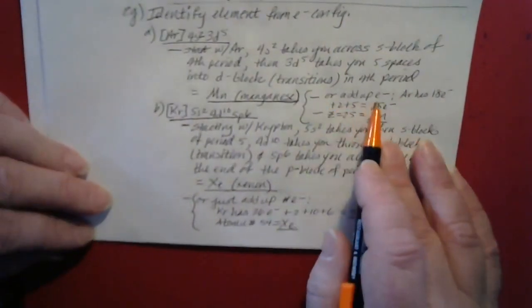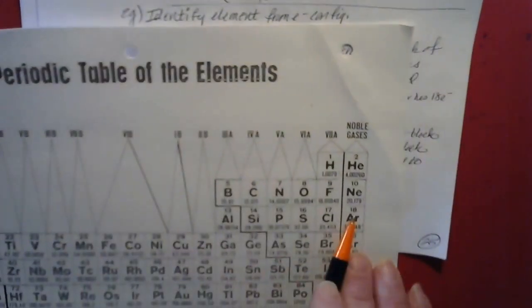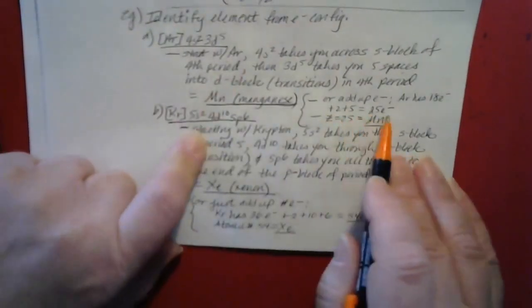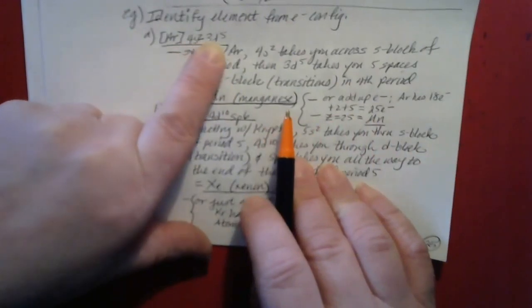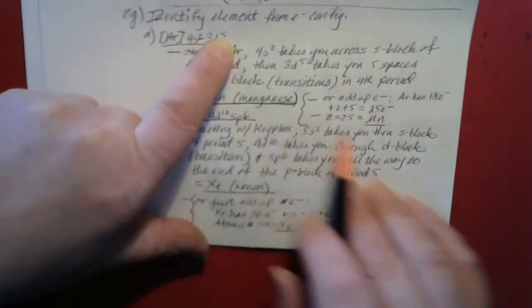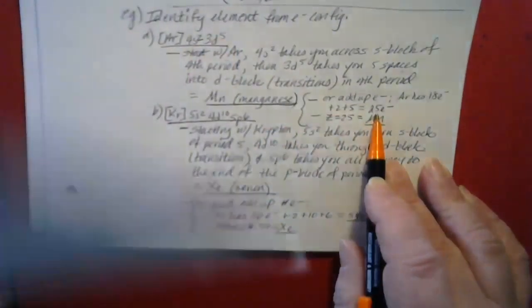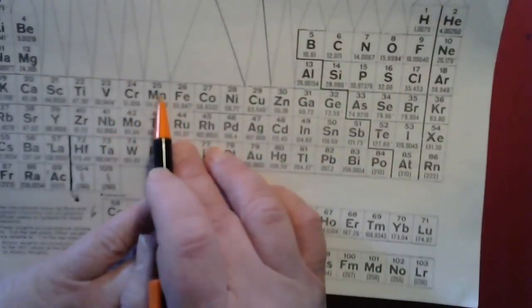The other way you could do it is just by adding up the electrons. Argon has 18 electrons of its own, plus you have the 2 electrons in the 4s orbitals, plus the 5 electrons in the 3d orbitals. So that's 18 plus 2 plus 5, which is 25 electrons. So we're looking for atomic number 25, and that happens to be manganese.